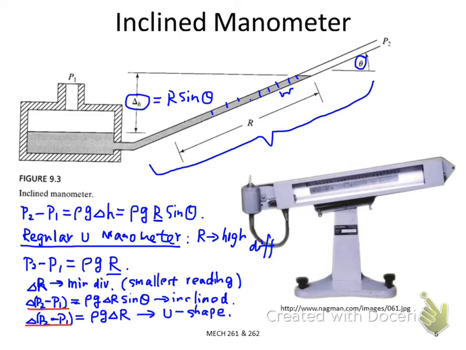So which one is larger? Simply because of the different scaling factor here, only sine theta is the difference. So that's why the inclined manometer has a smaller resolution. That means the resolution of the inclined manometer has been improved. So we can write this down: inclined manometer, the resolution has been improved.